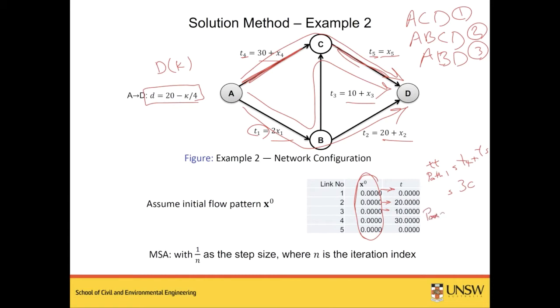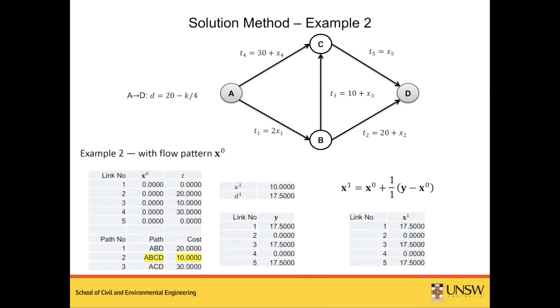Path two is T1 plus T3 plus T5. So T1 plus T3 plus T5, it's 10. And path three is T1 plus T2. So it would be 20. Okay, so we have 30, 10, and 20. So this would be the shortest path, right? So let me actually go to my next slide. So yeah, 10 is my shortest path.